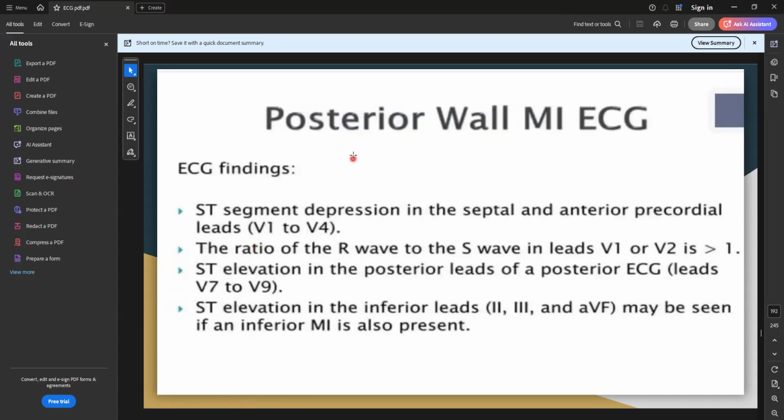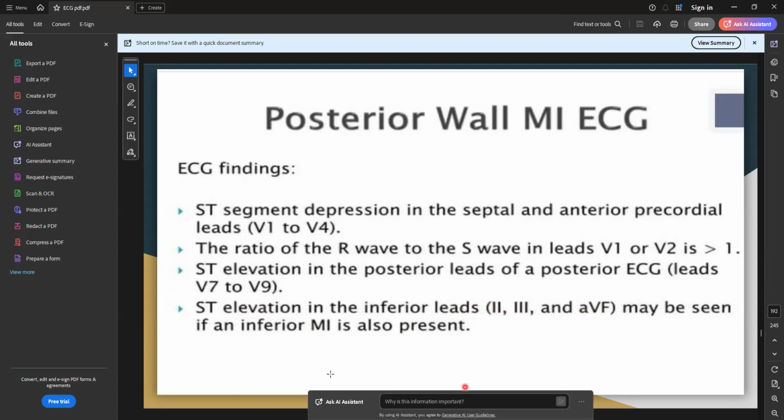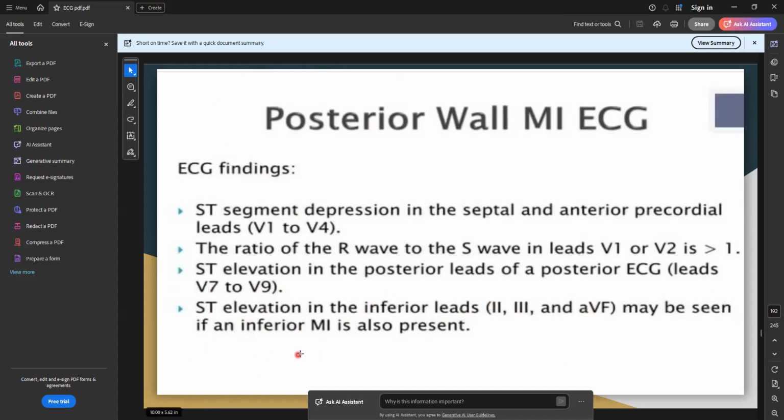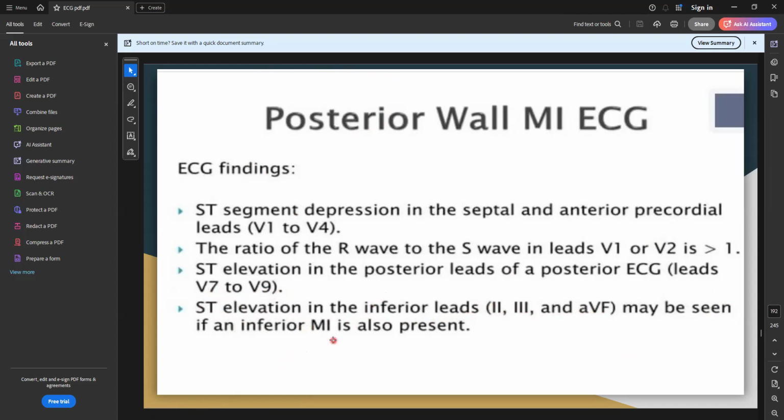So as I told you, in the posterior wall MI, ST segment depression will be there. That is, the reciprocal depression will be in the septal and anterior leads, and the elevation in the posterior leads V7 to V9. I'll show you how to place leads V7, V8 and V9 in the next slide. And ST elevation in the inferior leads, lead 2, lead 3 and lead AVF, may be seen if the inferior wall is also involved along with the posterior wall in the MI. Most commonly, the posterior wall is involved together with the inferior wall.